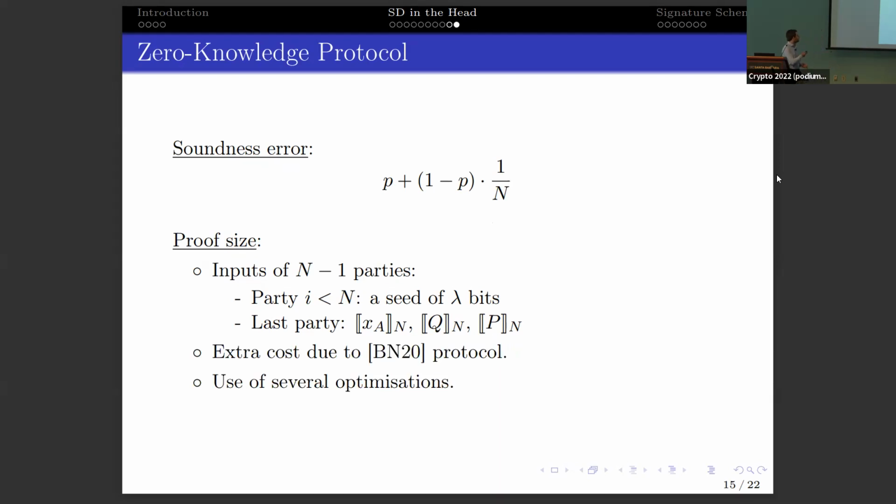Then in the proof, we need to add some additional elements due to the BN20 subroutine, as a communication broadcast by the parties. And finally, we can apply several optimizations to decrease the proof size, like seed tree.